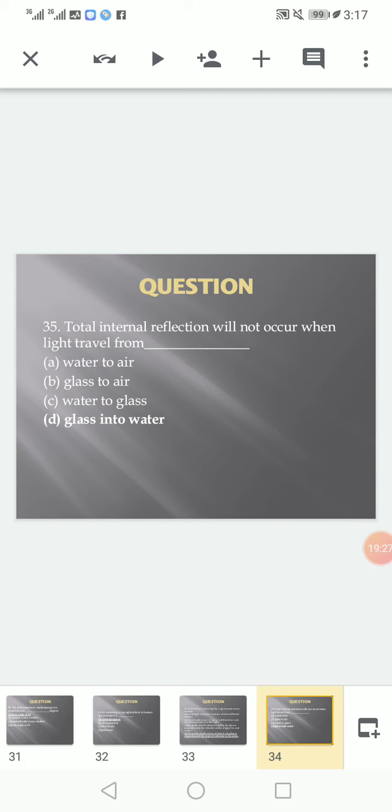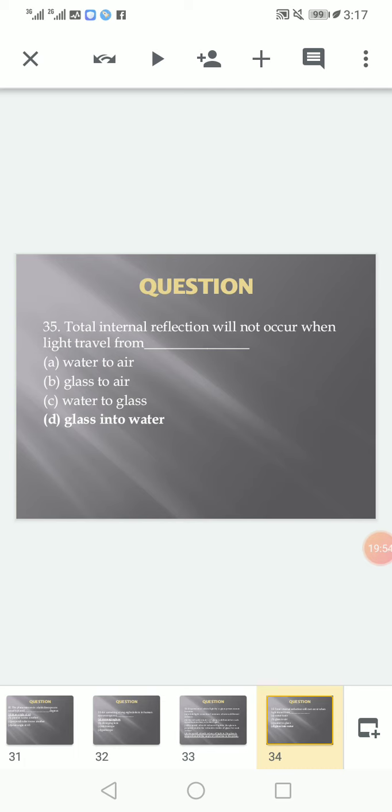The last question says, total internal reflection will not occur when light travels from glass into water. We've explained what total internal reflection is, but for the sake of this question, total internal reflection will not occur when light travels from glass into water. Why this is so, we'll still discuss in our Zoom class.